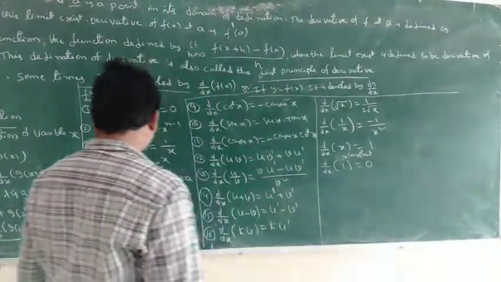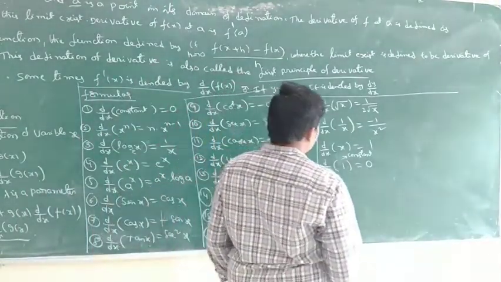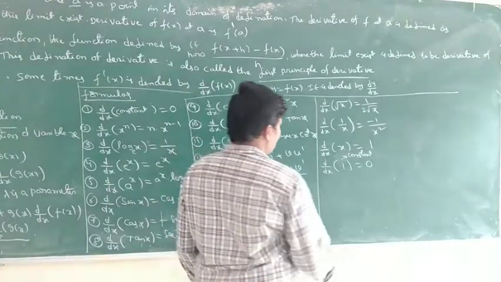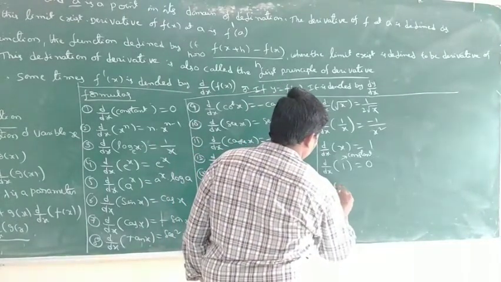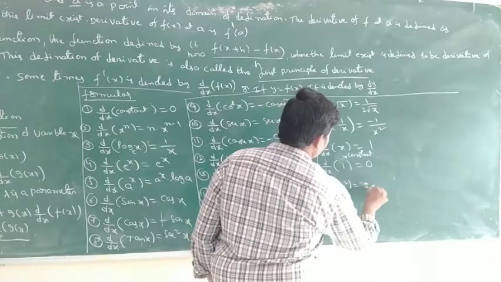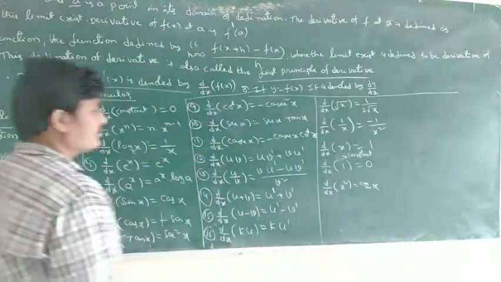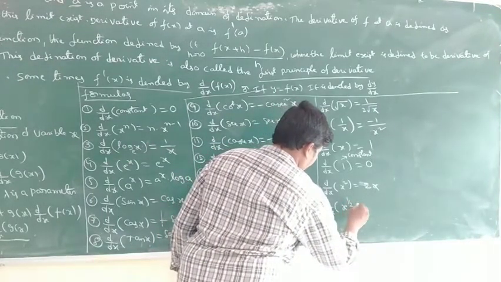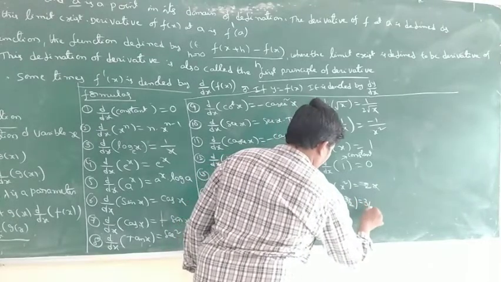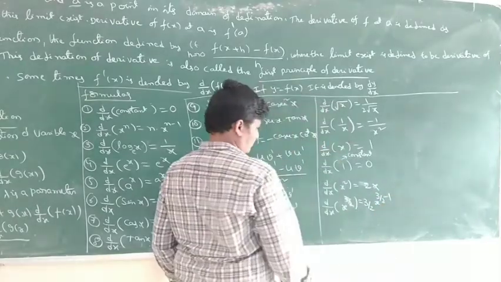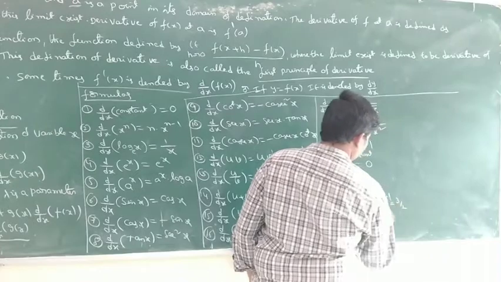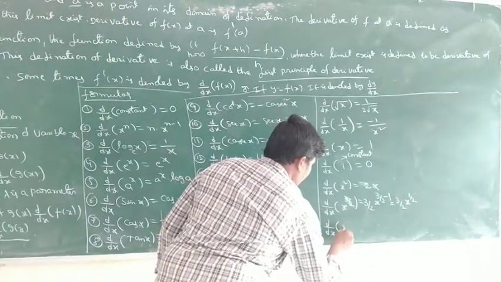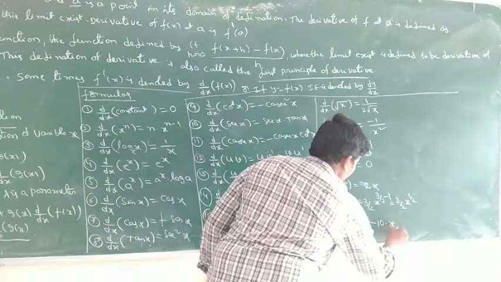Next, 1 by x, root x, sin x. d by dx of x square is equal to 2x. d by dx of x power 3 by 2 is equal to 3 by 2 into x power 3 by 2 minus 1, and 3 by 2 minus 1 is 1 by 2, so x power 1 by 2. d by dx of x power minus 10 is equal to minus 10 into x power minus 11.